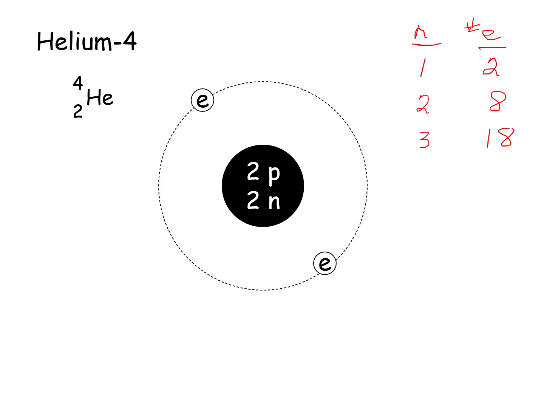And of course, I put it right where the valence electrons are going to show up. So let me erase this real quick. And there are 2 electrons in the outermost energy level, so the number of valence electrons is equal to 2.